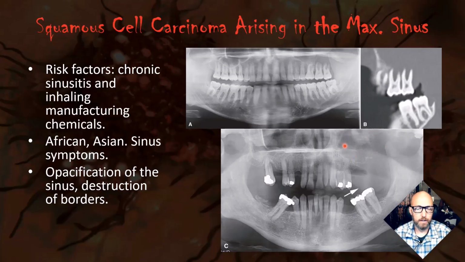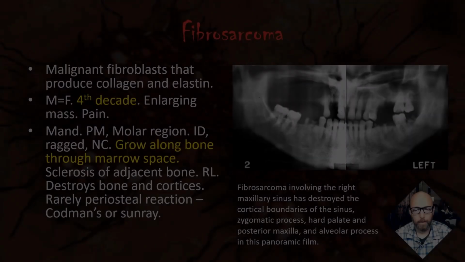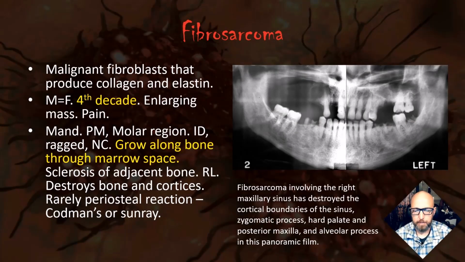So these are squamous cell carcinoma arising in the maxillary sinuses, certain risk factors, but I would say be able to identify these radiographically. All right, fibrosarcoma, if you look at this panoramic radiograph, basically it looks really similar to what we just showed you with squamous cell carcinoma arising in the sinus. Nothing necessarily radiographically jumps out to me and says this is a fibrosarcoma and not some carcinoma that arose in the sinus. We have your ill-defined borders, just very destructive.